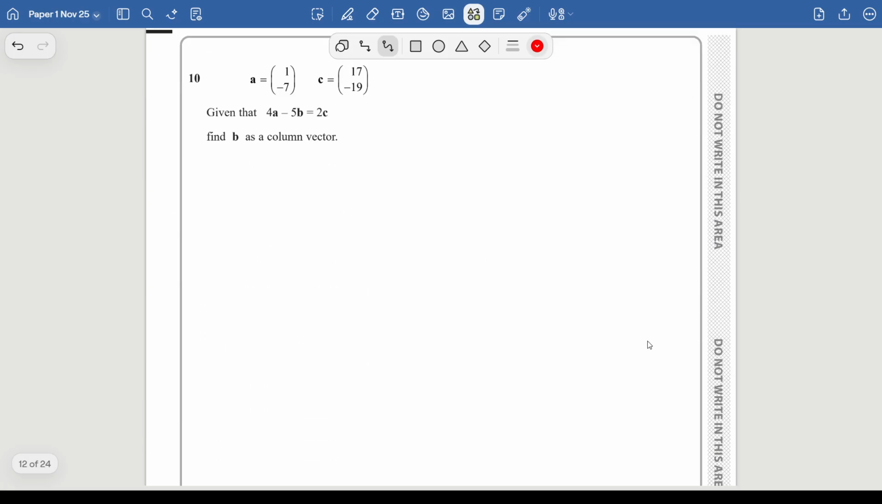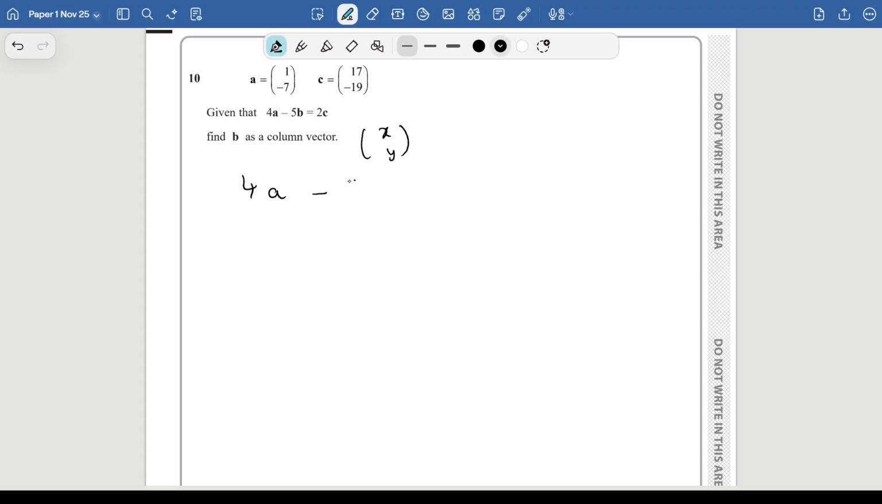All right, next question. So here we have these vectors. Given that 4a minus 5b is 2c, find the column vector b. We don't know the column vector b, so we can assume it as x and y to have its values. So 4a minus 5b is 2c. So you multiply this vector a by 4 to get 4a.